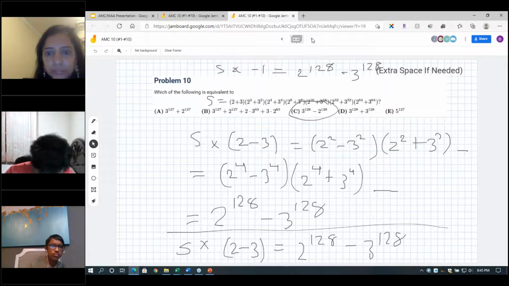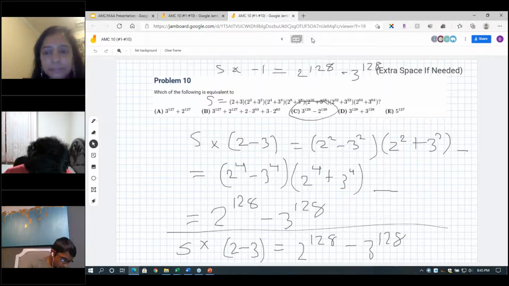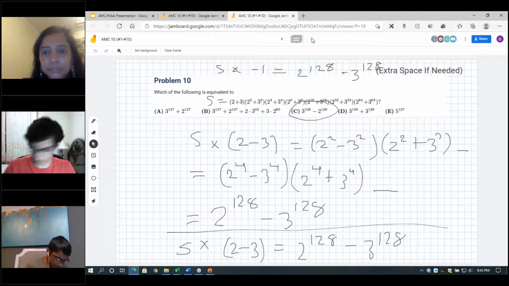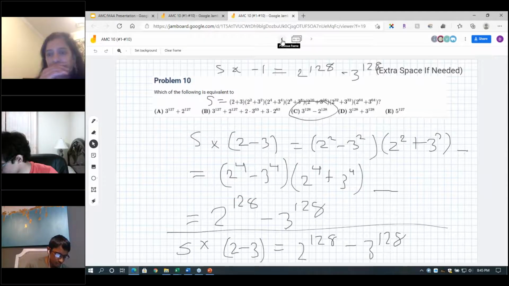So are there any questions for this one? How did you get 2 to the power of 128 minus 3 to the power of 128? Yes. So this is the second last step here, right? So if you see what my first two steps are, I have 2 to the fourth minus 3 to the fourth plus 2 to the fourth plus 3 to the fourth.